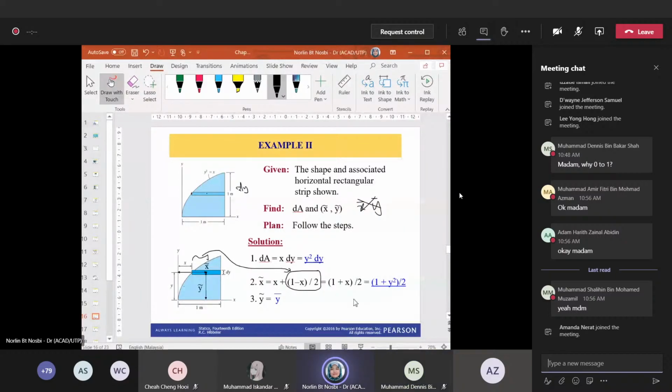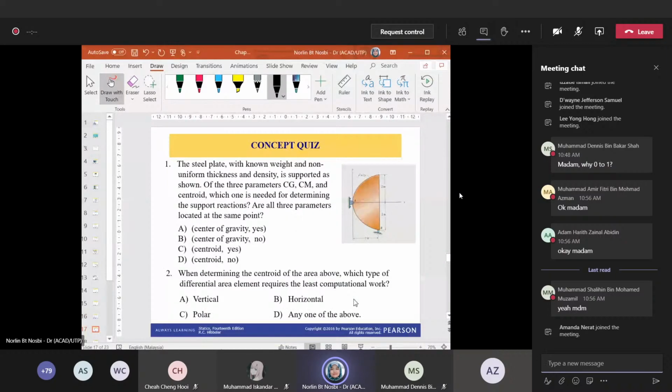Okay, so is there any question? Okay, now we will look at the concept quiz. Question number 1. The steel plate. This is a steel plate with known weight, so there's a weight value, but the thickness is not uniform. So the thickness is different, and the same goes for the density.